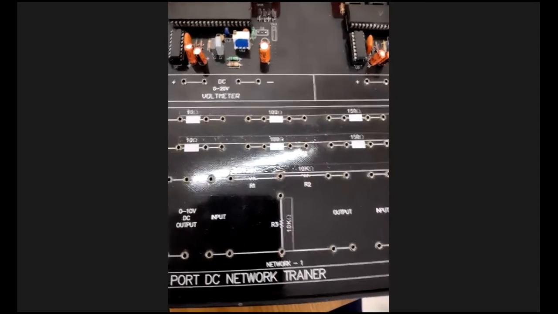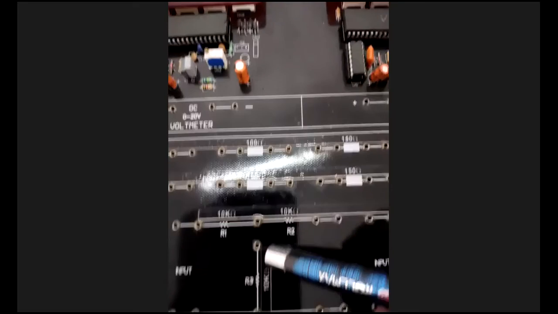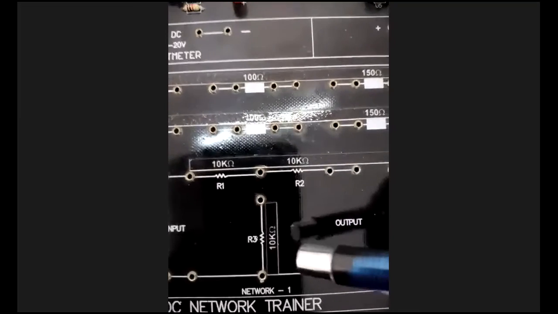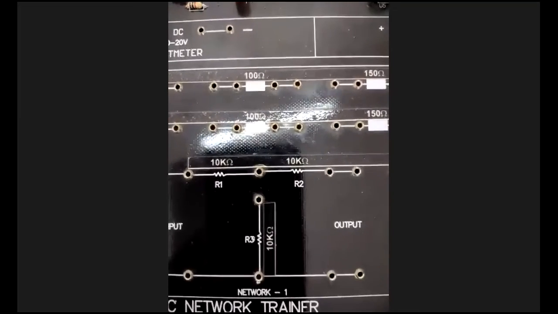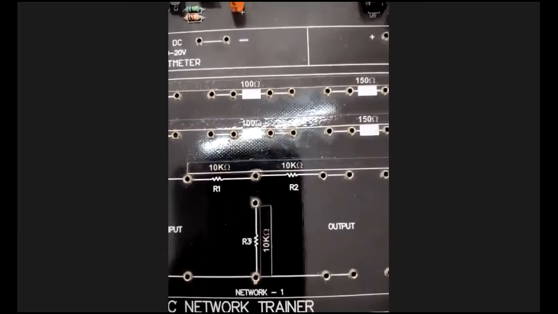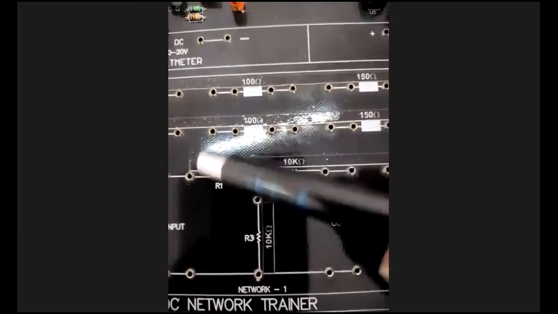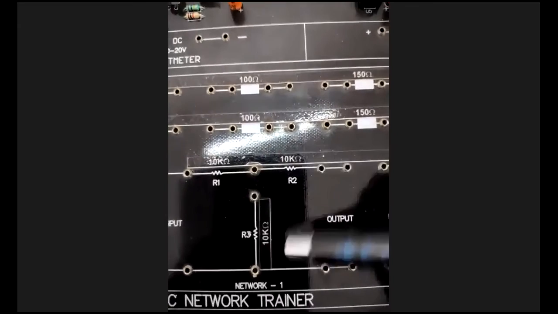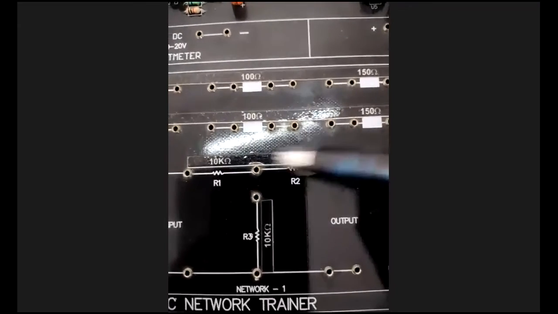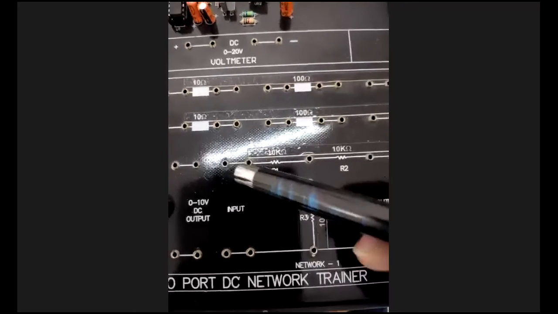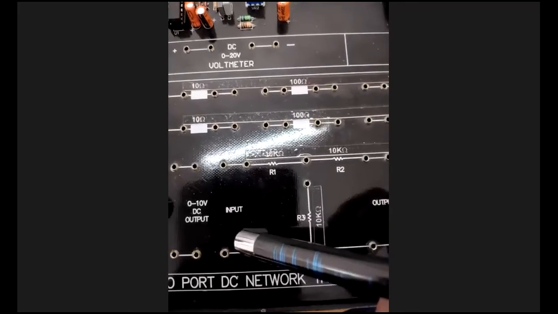So, this is our circuit. I think the circuit is clear to you now. Three resistances are there, R1, R2, and R3. Is the circuit visible to you? Yes, sir. Okay. So in this circuit, R1, R2, R3, three resistances are there, and the rating is 10 kilo ohm each. This is the input side of the circuit, and this is the output side.